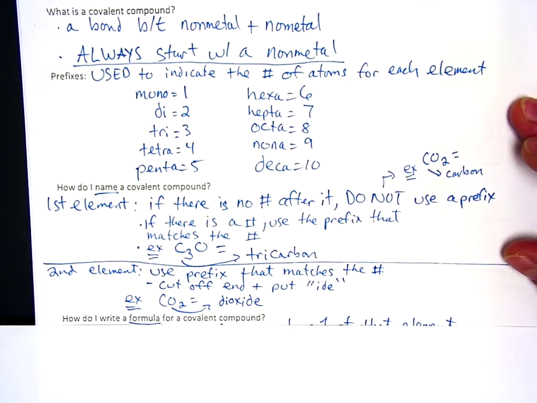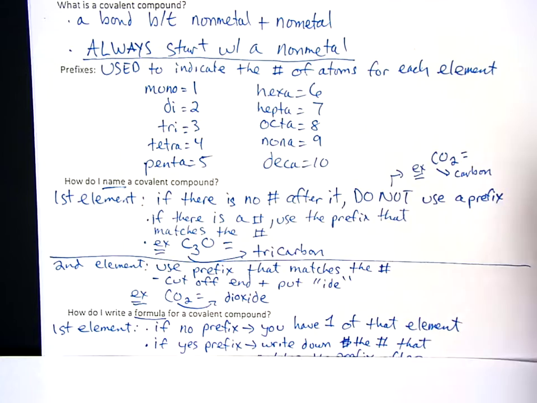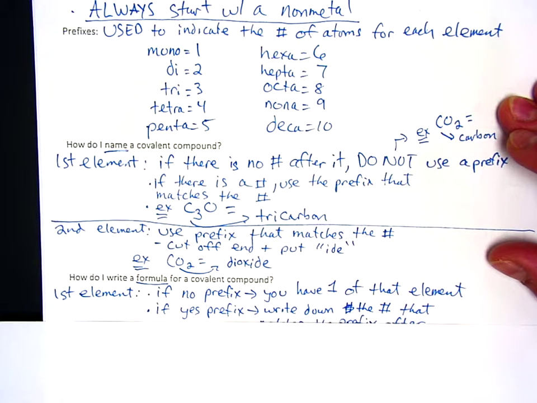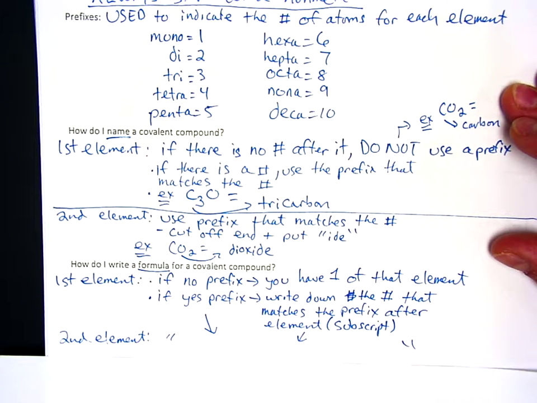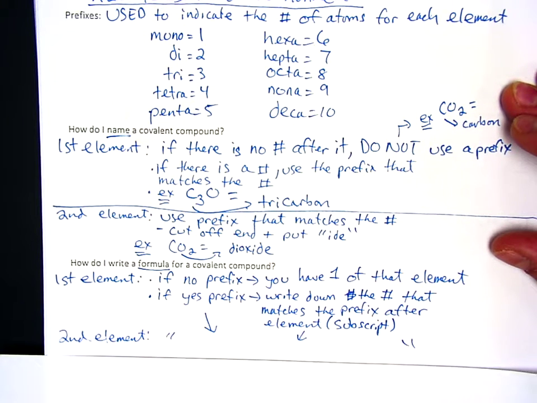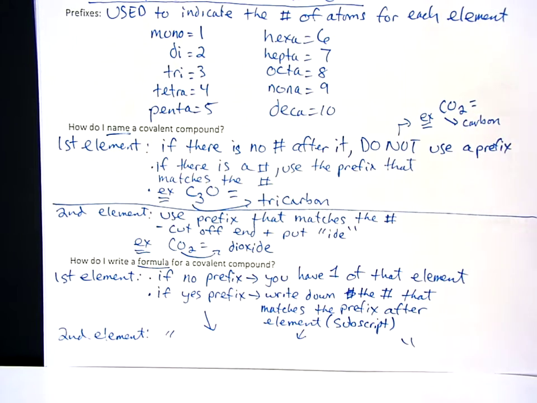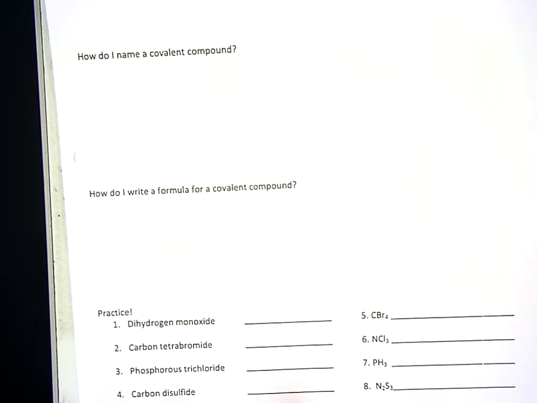How do you write the formula for a covalent compound? The first element, again, if you don't have a prefix, you just have one of that element. If there is a prefix, you're going to write down the number that corresponds or matches that prefix after it. So this is going to be your subscript. Okay. Second element, same rules. So let's try this out, a couple of them here. We're going to do some formula writing first.